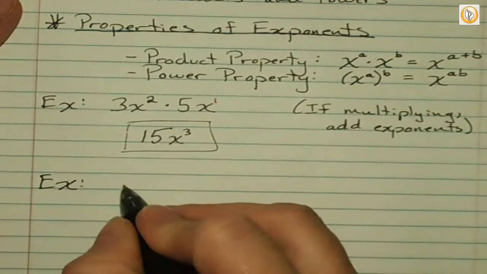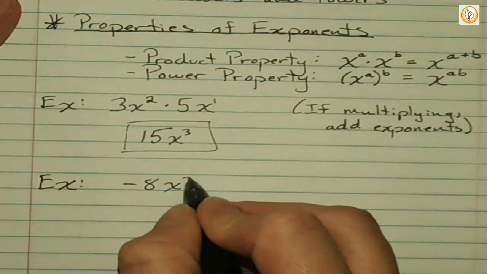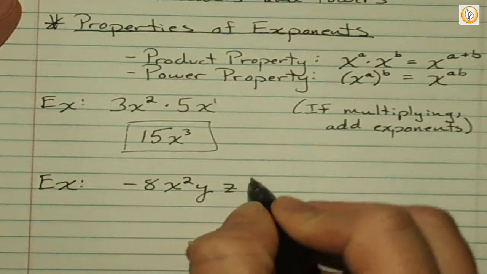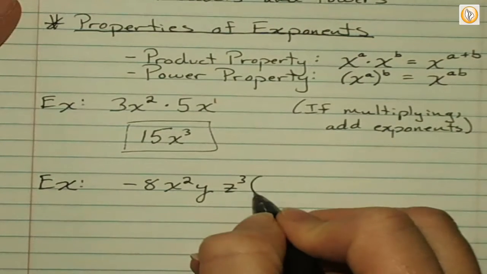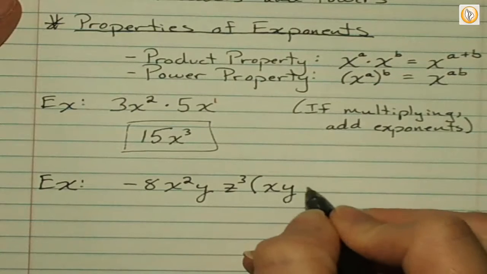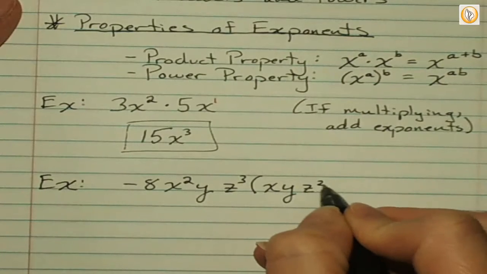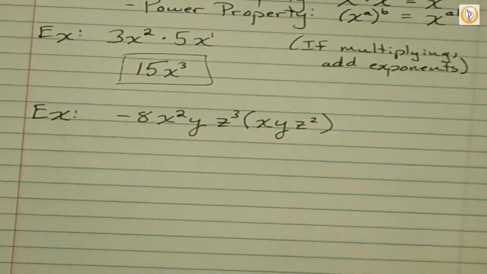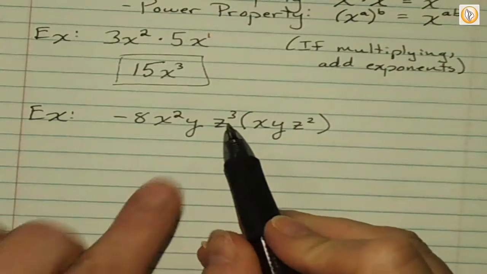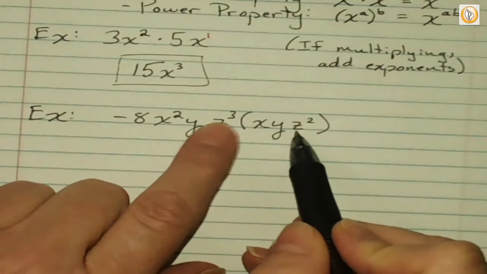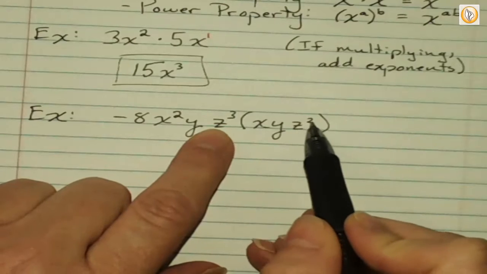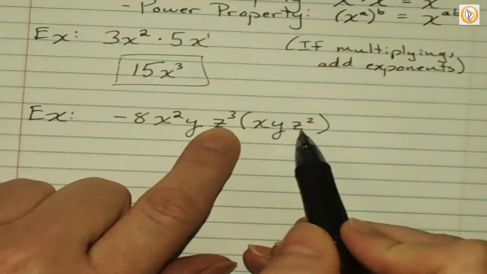Another example. -8x squared y z 3 times x y z squared. Okay, write that down. Z cubed. What? That's Z. Which one? That's Z, right? These are z's. Z is Z2, Z3.